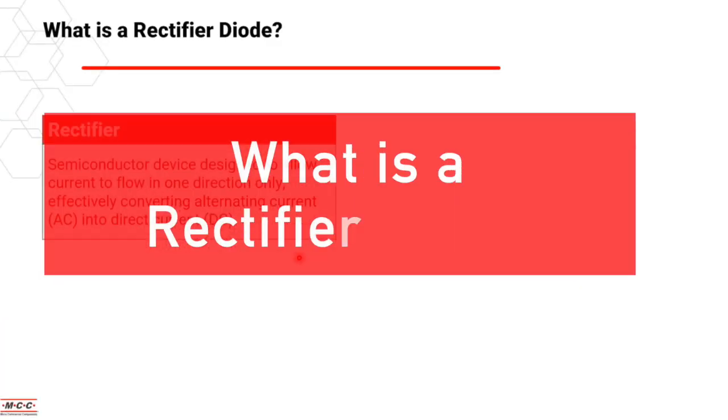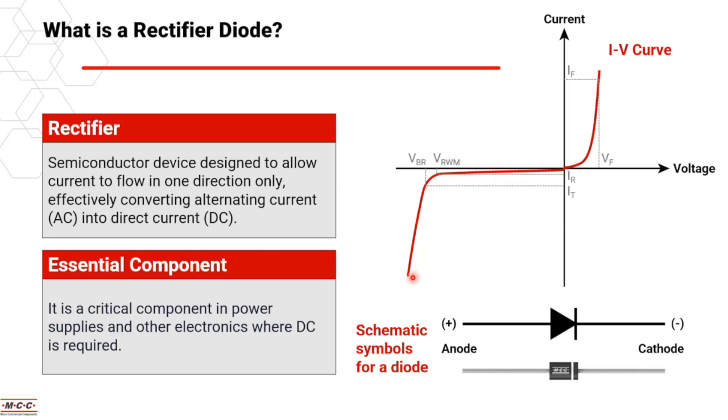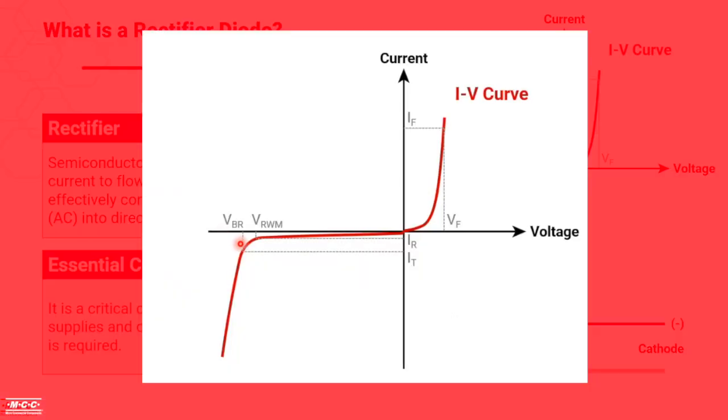So, what is a rectifier? A rectifier is basically a semiconductor device that's designed to allow current to flow in one direction only. It can be effectively used to convert alternating current into direct current. If you look at the curve over here, you can see this is the forward bias, and it allows current to flow in the forward direction. But in the opposite direction, you have the breakdown voltage as well as the reverse working voltage, and it blocks the opposite direction of current flow until the breakdown of the device.